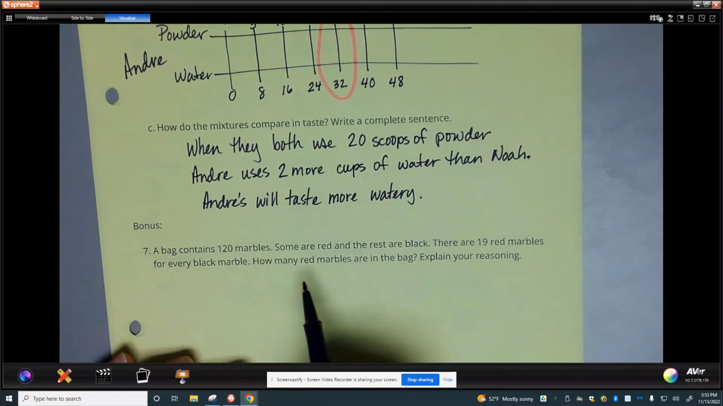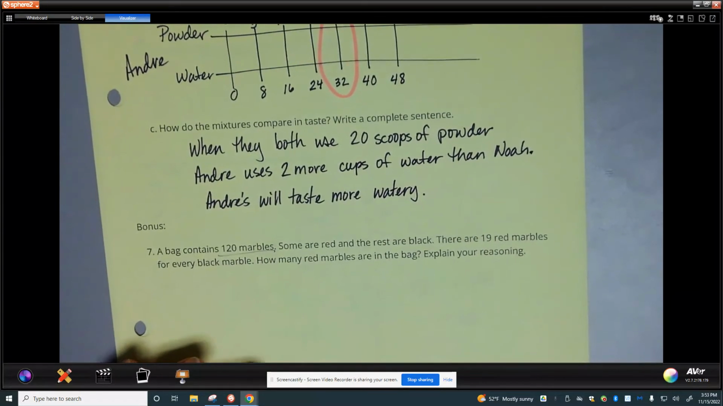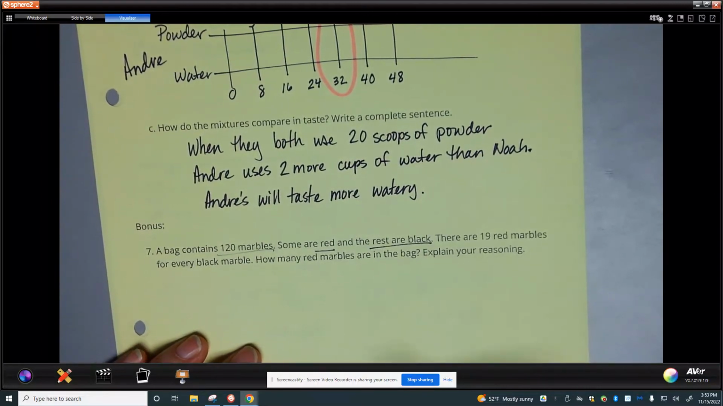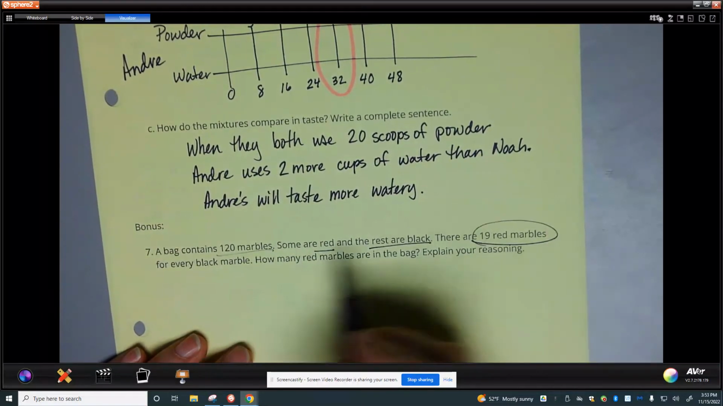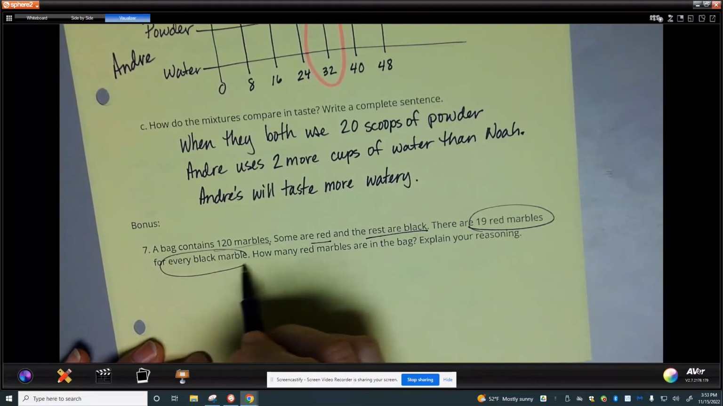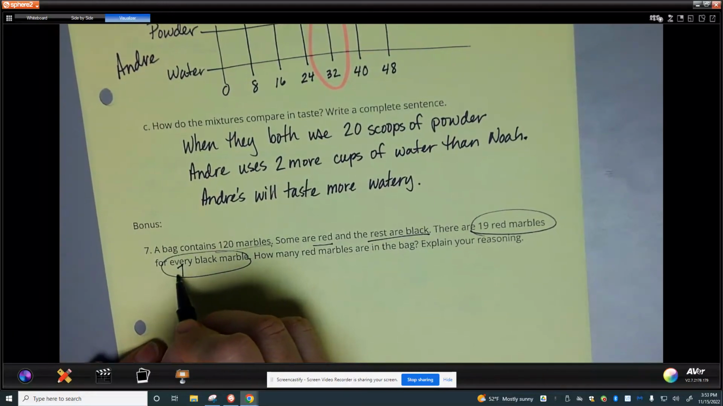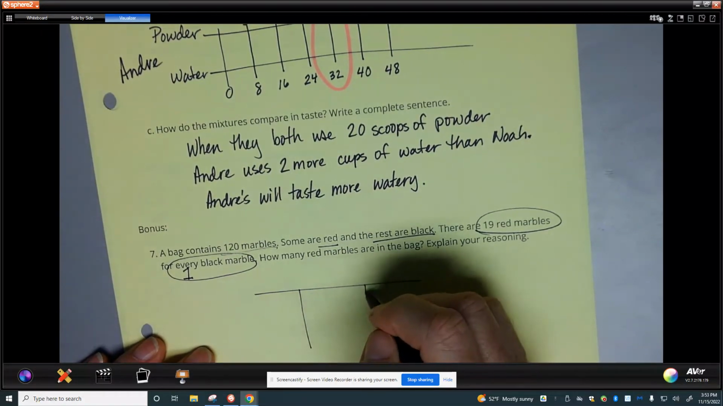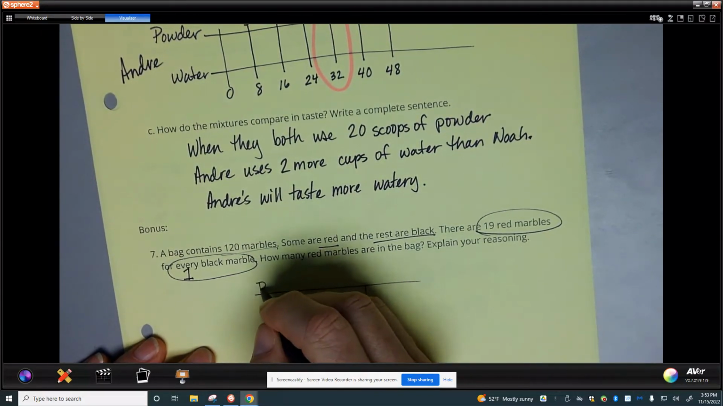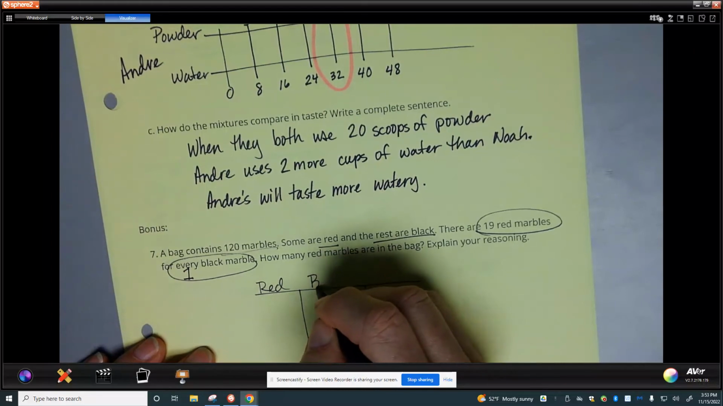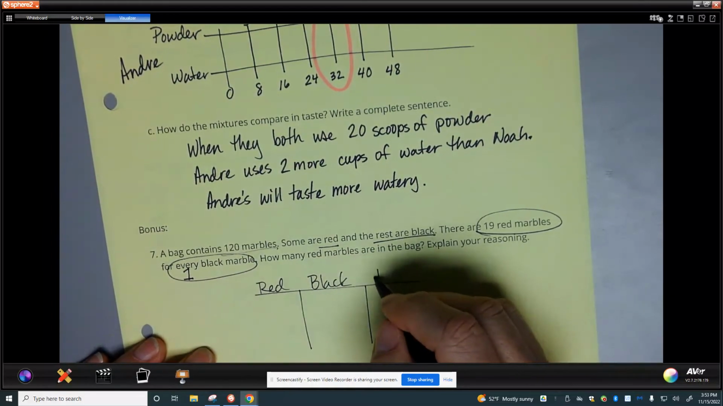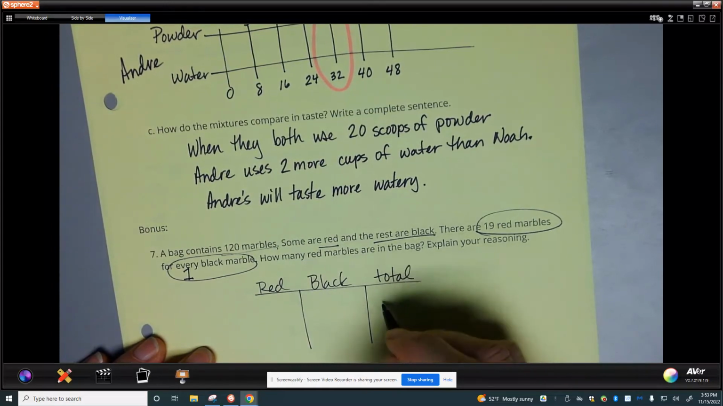Sorry about that. I have a bag of 120 marbles. Some are red, some are black. 19 red for every black. What number is every again? Every is 1. So I'm going to set up my table. And I'm going to have red, I'm going to have black, and then I have a total because I know the total in the bag is 120.